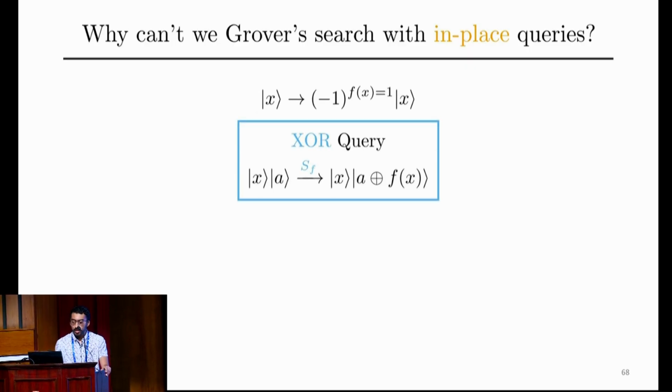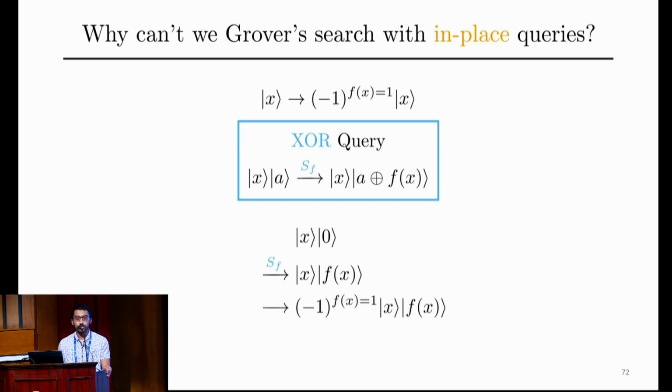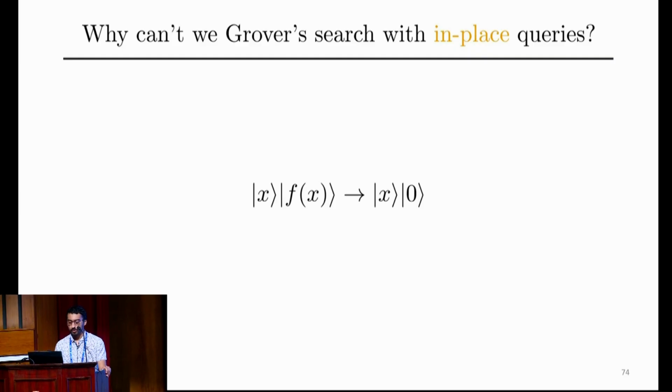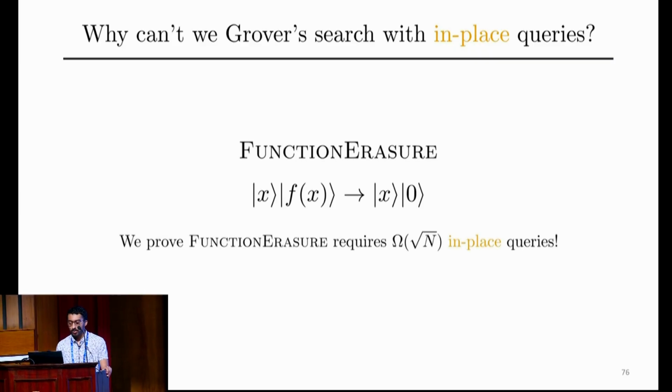And if we try to accomplish this with XOR queries, the typical way to do this is we start off with x, we introduce an auxiliary register initialized to 0, we apply our XOR query to get f of x, then controlled on that second register being 1, we apply a phase, and finally, we apply an XOR query in order to erase that second register. And this last step here is exactly function erasure. And as we'll prove later in the talk, function erasure requires at least root n in-place queries.